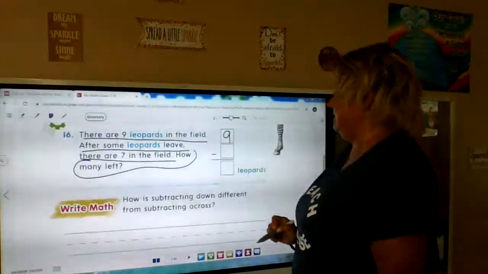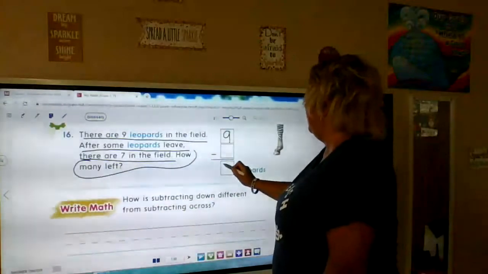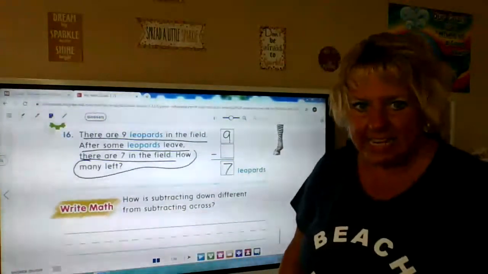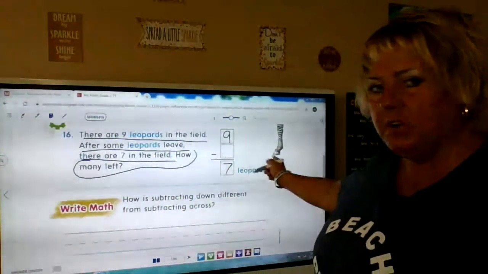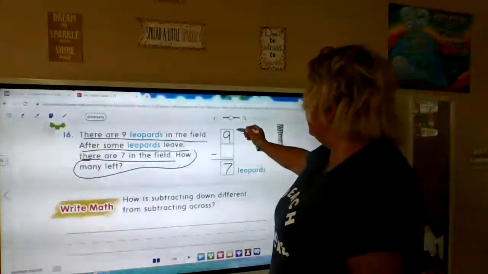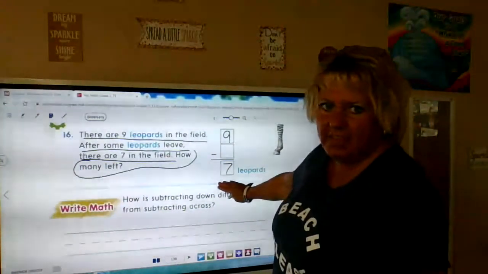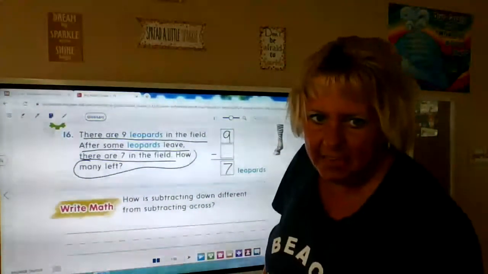9 leopards in the field. After some leave, there are 7. This is different, guys. We're still going to find the part, though. Okay? So we had 9 altogether. Some leave, and then there were 7 left.